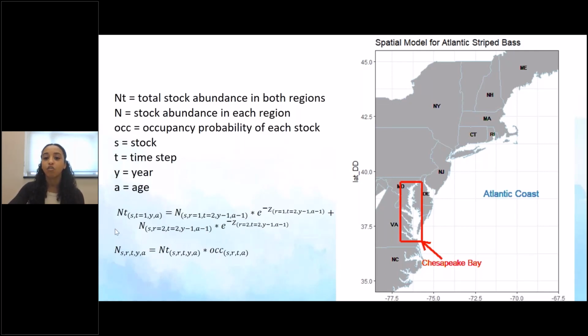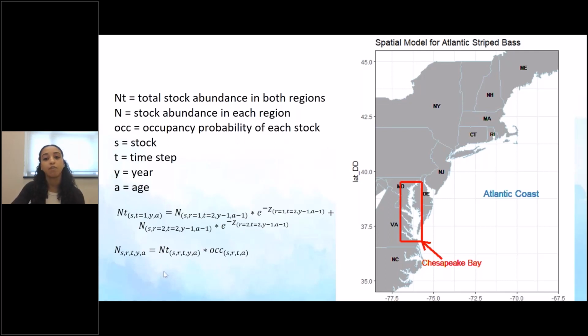And so to go over how we're fitting abundance in these equations, to get abundance, we first need to calculate the total stock abundance. That can be found as the number of fish from a specific stock from the Chesapeake Bay spatial region that survived from the previous time step, added to the number of fish from the same stock in the Atlantic Coast spatial region that survived from the previous time step. And then once we have our N_t, we can distribute that overall stock abundance into its specific spatial regions by applying this occupancy probability here.